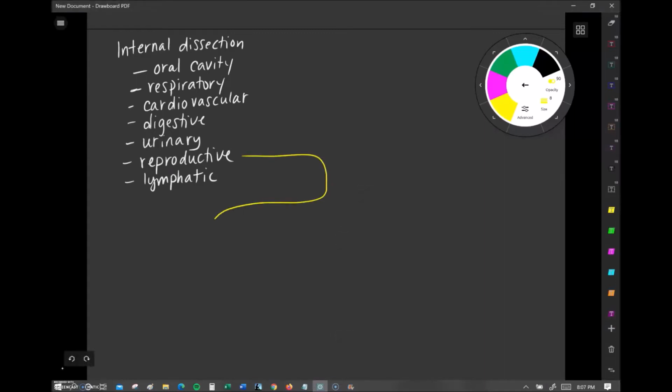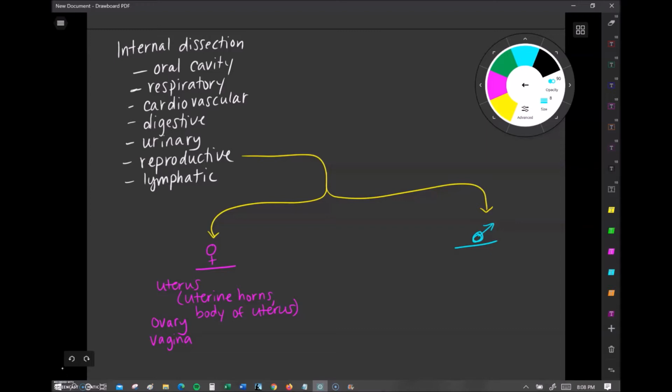In this video, we will be identifying the reproductive structures. This will be different based on whether your cat is a female or a male. So in the female cats, we will identify the uterus, and the parts of the uterus include the uterine horns and the body of the uterus, as well as the ovary and the vagina. In the male cats, we will see the testes, as well as the penis and the spermatic cord.